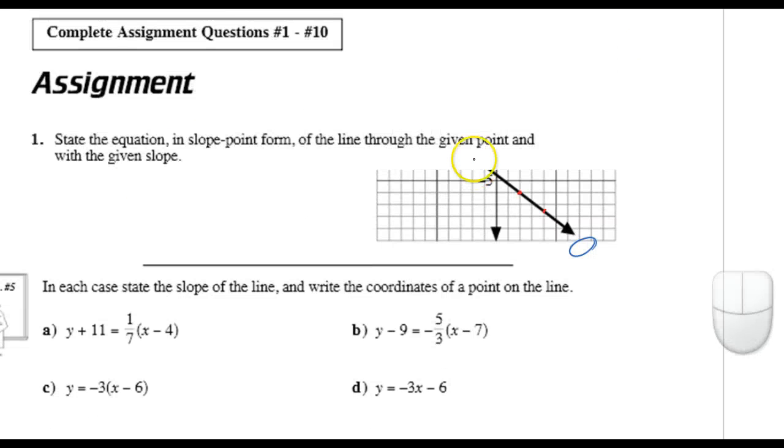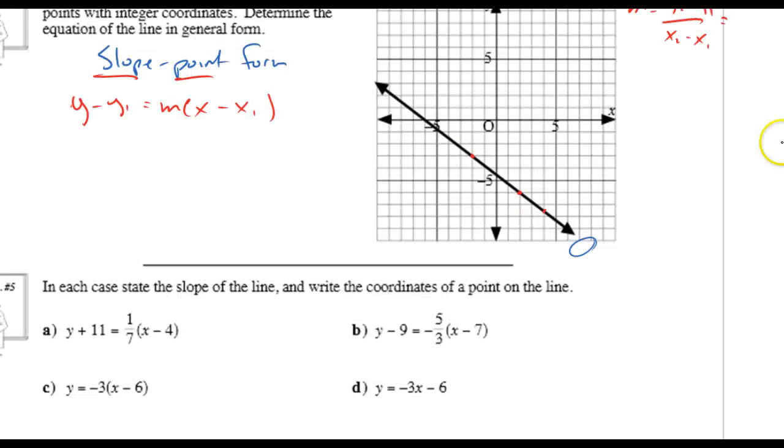Okay, so I'm just going to go ahead and use the old-fashioned method of doing this question, and that's just counting my rise over run, which is 1, 2, 3. So my slope is going to be 3 over 1, 2, 3, 4, and of course it's going to be negative because the line is dropping.